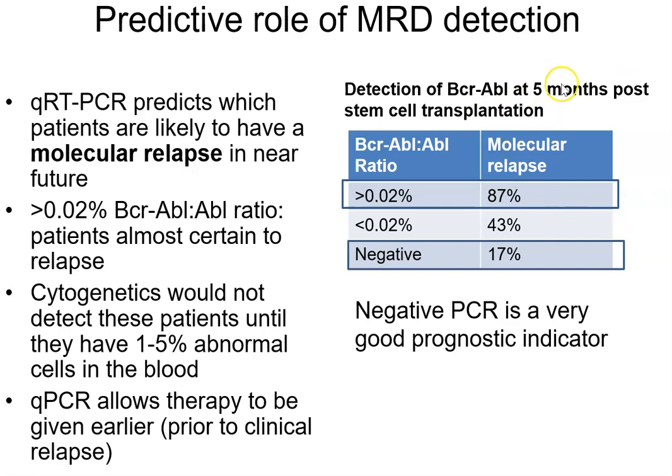If they still have BCR-ABL positive cells 5 months post-transplantation, they are almost certainly going to relapse, as in the leukemia is going to come back. So a ratio of greater than 0.02% gives an almost certain molecular relapse. It's a molecular relapse because it's a relapse before any clinical relapse. If you've got a low ratio of BCR-ABL, then you're looking at a roughly 50-50 chance of a relapse. Whereas if you're completely negative for BCR-ABL detection, so completely no BCR-ABL positive in a typical blood sample, then there's a 17% chance of a molecular relapse.